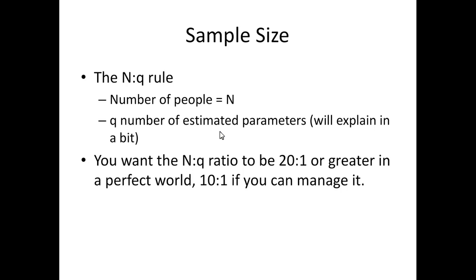Or 10 to 1 if you can manage it. So if you have 10 parameters, at least 100 people. Most generally, people don't say go less than 100 on sample size, because there's just not enough people to assume that the estimates are going to be reliable. So 100 is kind of the lower cutoff limit, depending, but the bigger the better.